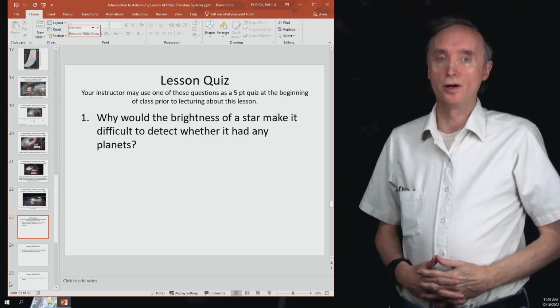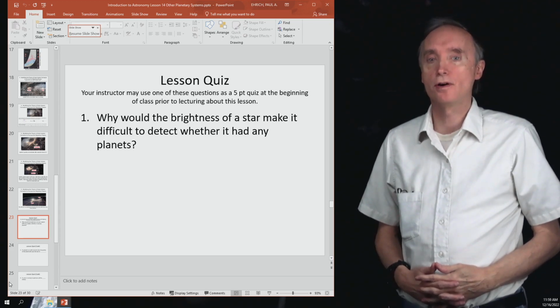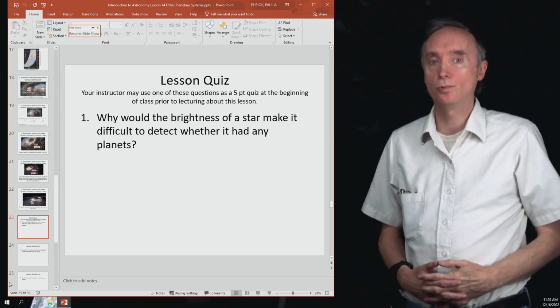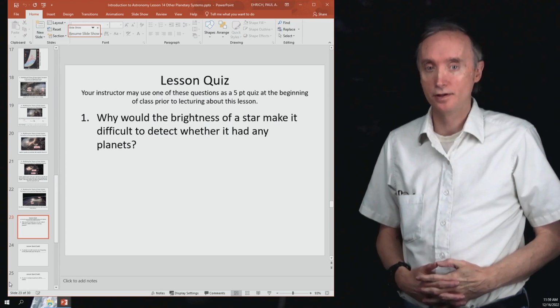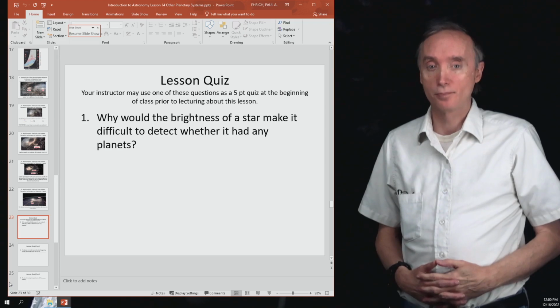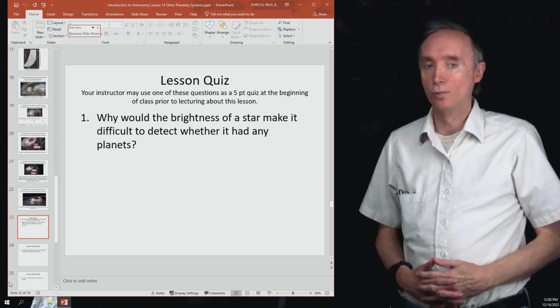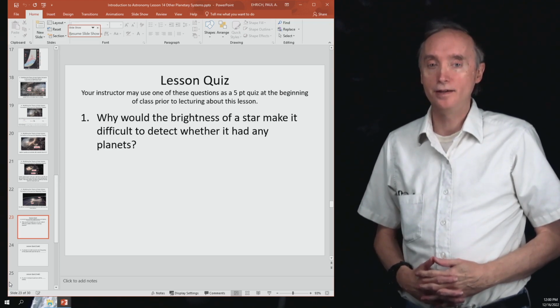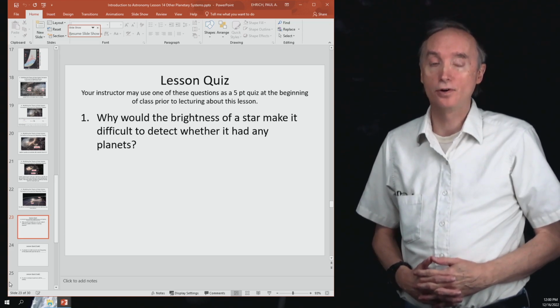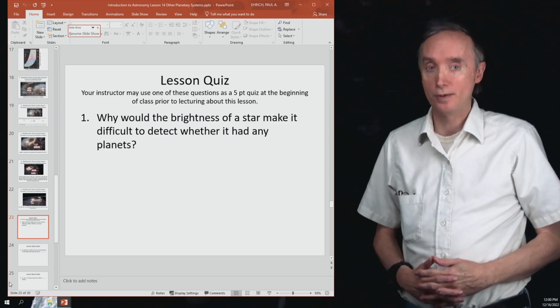So question number 1, why would the brightness of a star make it difficult to detect whether it had any planets? Well, it's because the star is so bright. So the brightness of that star would overwhelm the light given off by any other planet, and so that means it would be difficult to be able to see them.